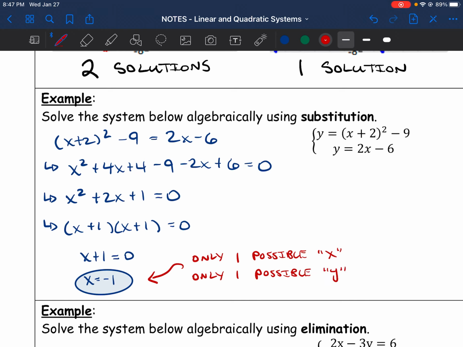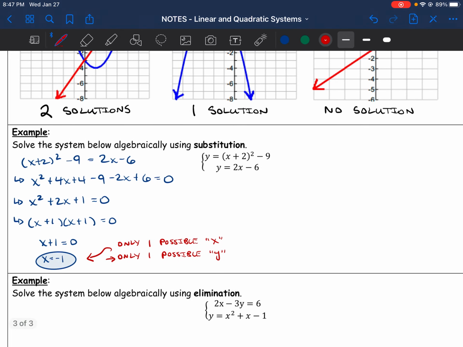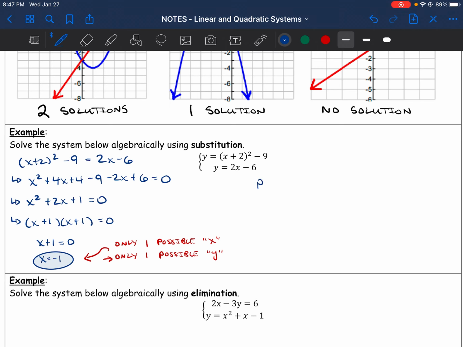Okay, one possible x means that there's only going to be one possible y. So let's go ahead and plug it in to find what that y value is going to be. So plug in x equals negative 1. Again, I'm going to plug it into the easier of the two equations, which is y equals 2x minus 6. So y equals 2x minus 6. Let's plug in x equals negative 1.